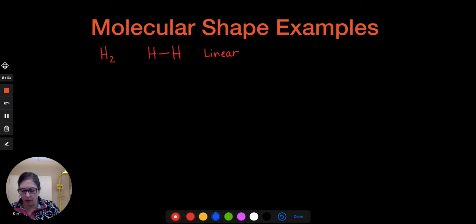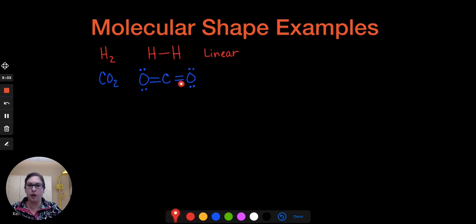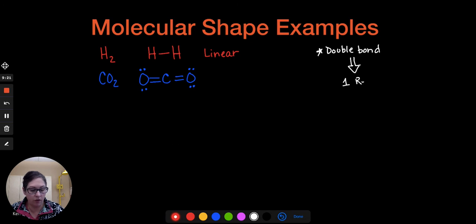Let's try something like CO2. So we know with CO2 we have one C double bonded to an O, double bonded to another O. Now there are lone pairs of electrons, but those lone pairs of electrons are not on carbon. Carbon is the central atom. And so what we have is two regions. The double bond counts as one region. Okay, so I'm going to put that over on the side here. Double bond is only one region. So we have a double bond on the right side of carbon, and on the left side of carbon there's two regions total. Both of them are bonded. That makes this also linear.